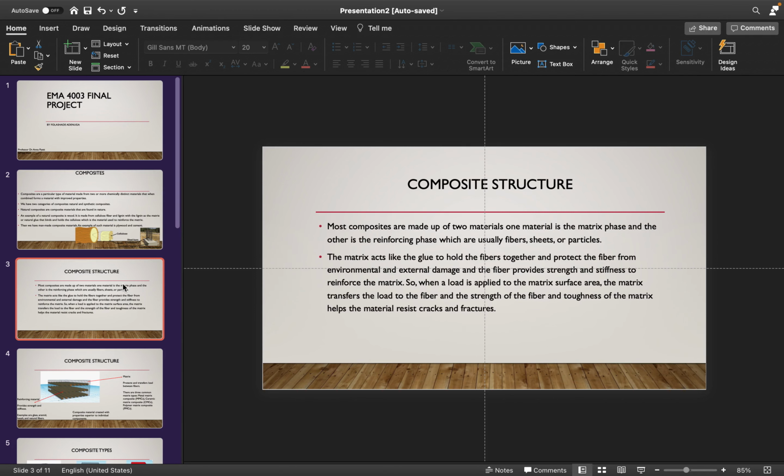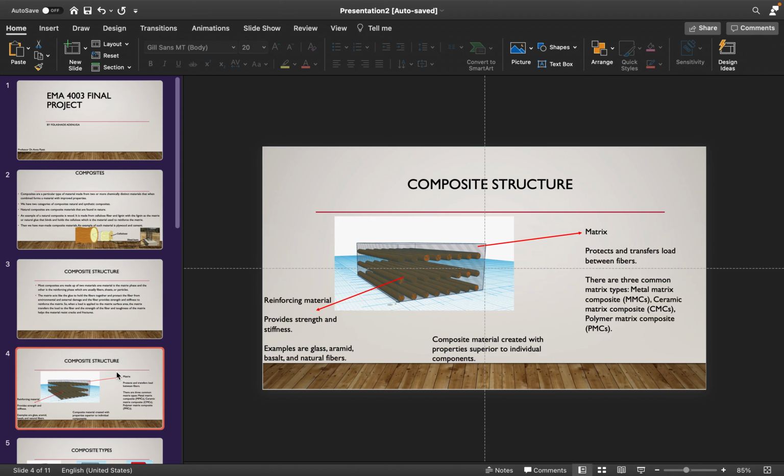So just to dive deeper into what a composite is. Most composites are made up of two materials. One material is the matrix phase and the other is the reinforcing phase, which are usually fibers, sheets, or particles. The matrix acts like the glue to hold the fibers together, and it protects the fibers from environmental and external damage, and the fibers provide strength and stiffness to reinforce the matrix. So when a load is applied to the matrix surface area, the matrix transfers the load to the fiber, and the strength of the fiber and toughness of the matrix help the material resist cracks and fractures.